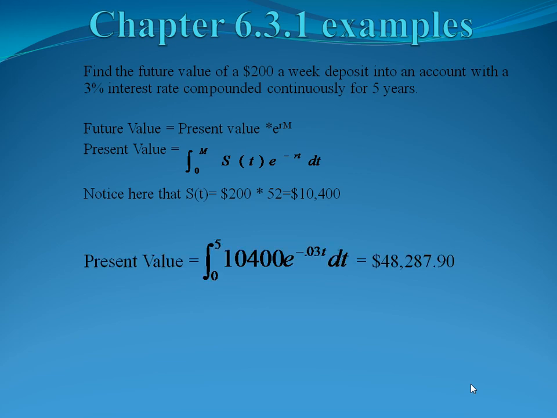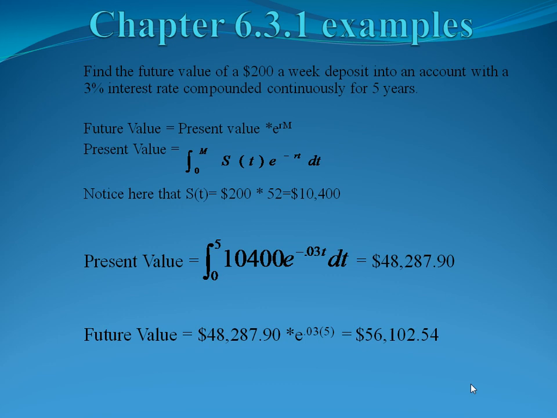So now, our present value will integrate from 0 to 5 because we're doing a 5-year investment. $10,400, that's our yearly investment, e to the negative 0.03t. When we put that all in, we get a present value of $48,287.90. So now to find the corresponding future value, we're going to do present value times e to the rm.